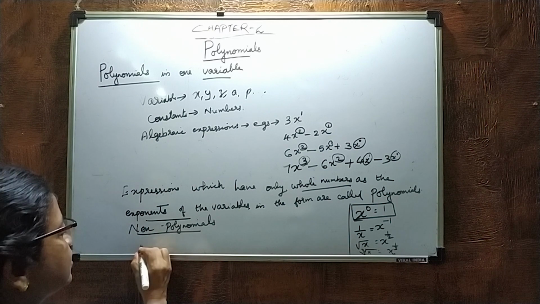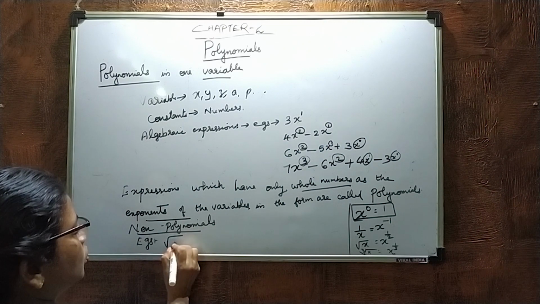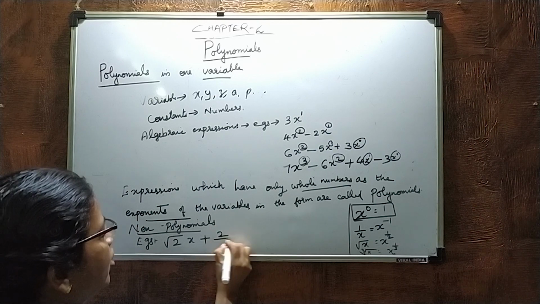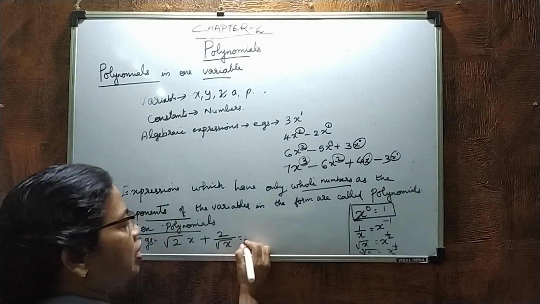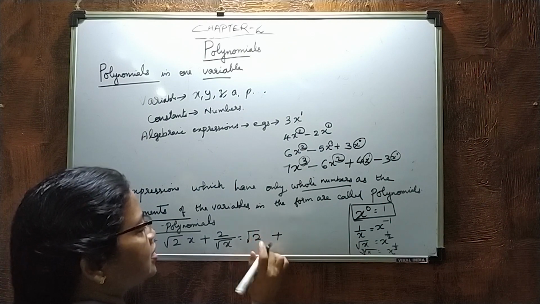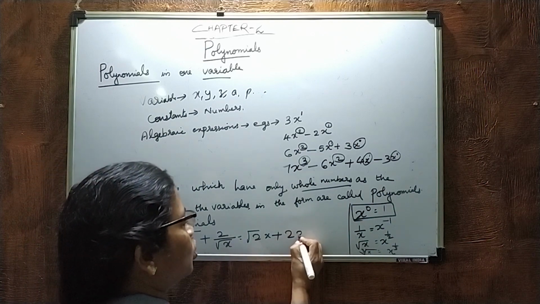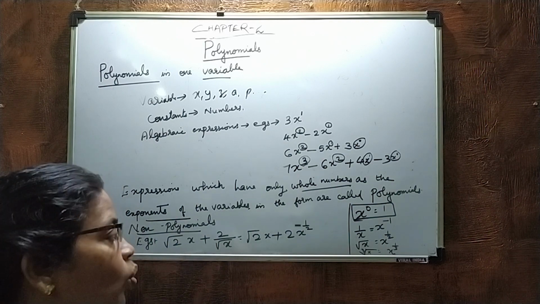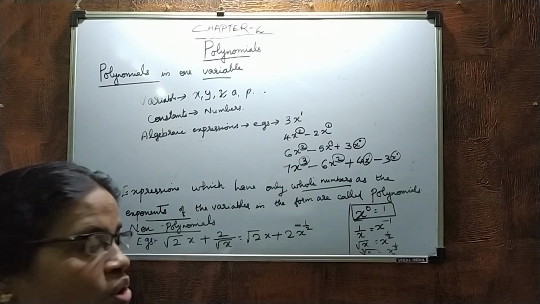Non-polynomials means, now look at the examples. What is this example? Root 2x plus 2 by root x. What is the meaning of this one? This can be written as root 2 x plus 2 by root x. It is 2 into x raised to 1 by 2. Now, can you say it is a polynomial? No. If any variable comes like this, it won't be a polynomial.